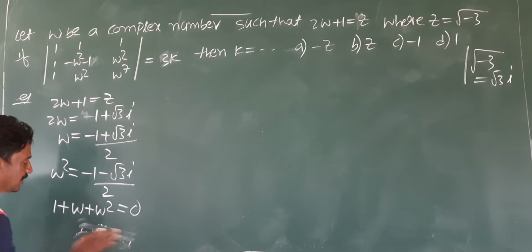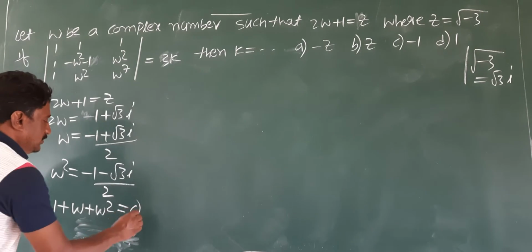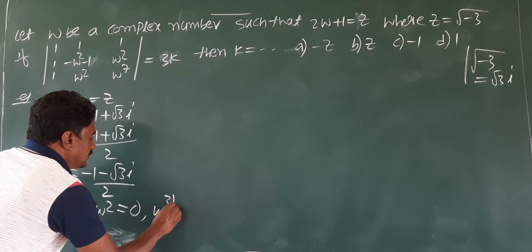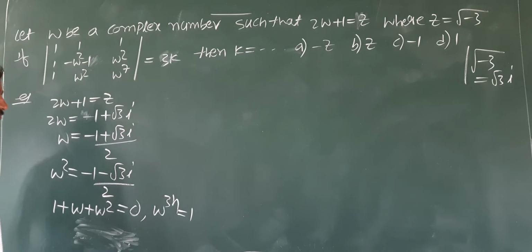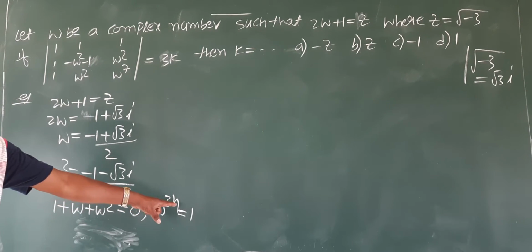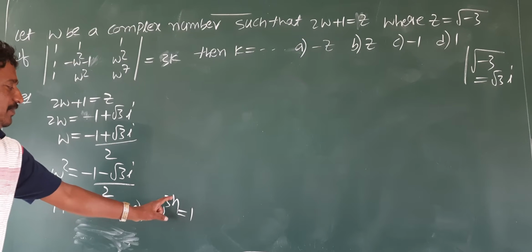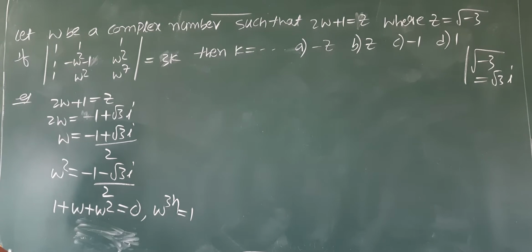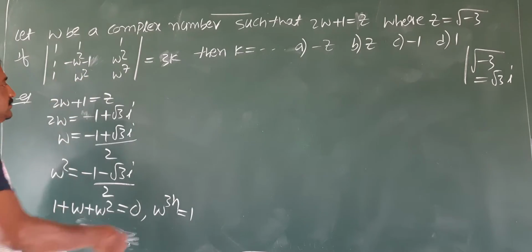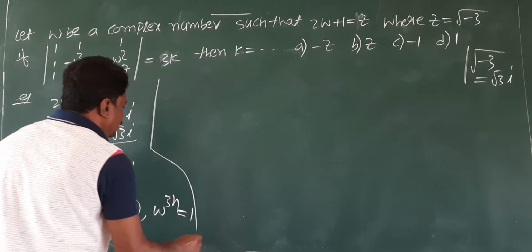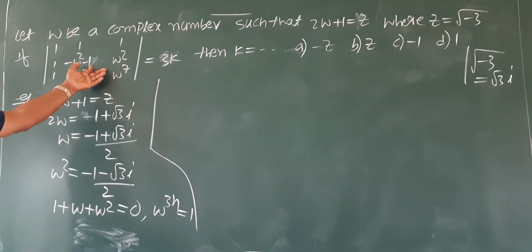So omega power 3n is equal to 1, where n is any integer. For any integral value of n, omega power 3n is always equal to 1. Now I go for expanding this determinant. This is a determinant. You expand this determinant directly.